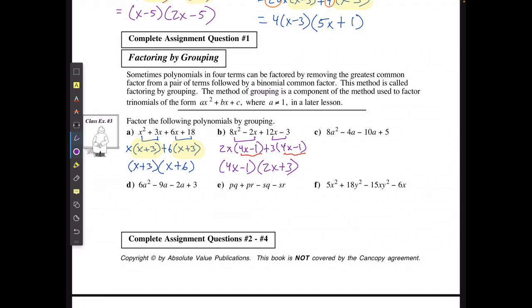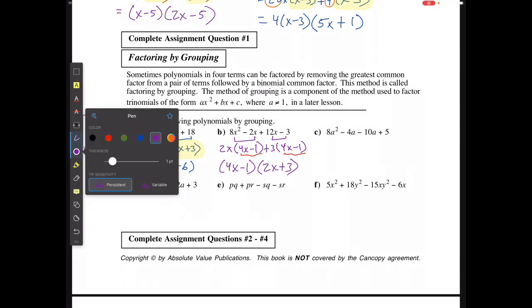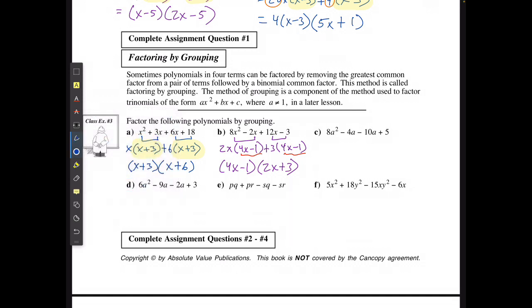For example C, the common factor is going to be 4a. And when I divide the 4a out, I'm left with 2a minus 1. Now, for the 10 and 5, I would just have a factor of 5. But if I divide 5 out, I'm left with negative 2a plus 1.